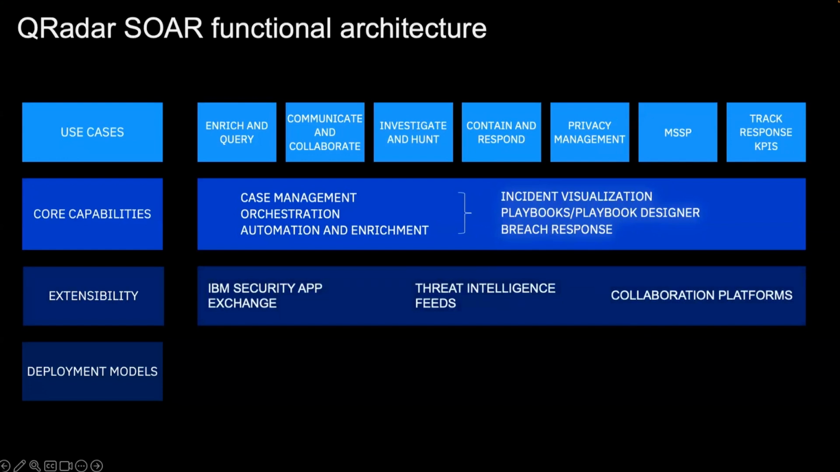Extensibility is the third pillar in the functional architecture. You can extend QRadar SOAR to address additional use cases across a wide range of IBM and third-party integrations that are available through the IBM Security App Exchange. We cover this in more detail later in the presentation. Threat intelligence feeds, such as from the IBM Security Experts Exchange, provide another important external source of data that allow valuable context to be added to your cases in real time.